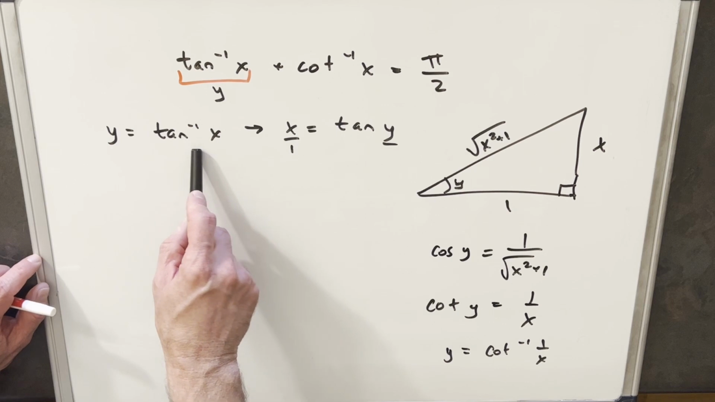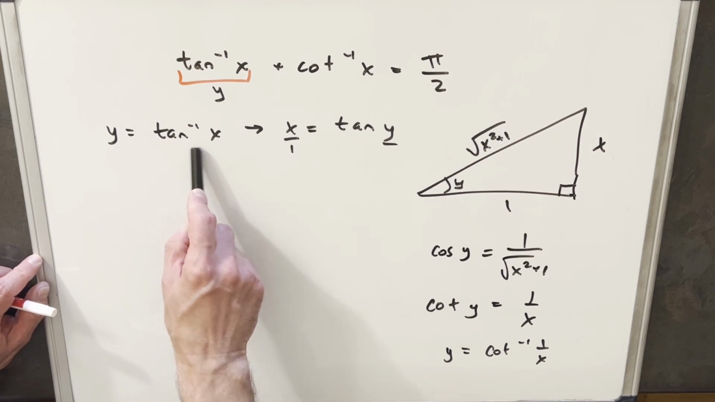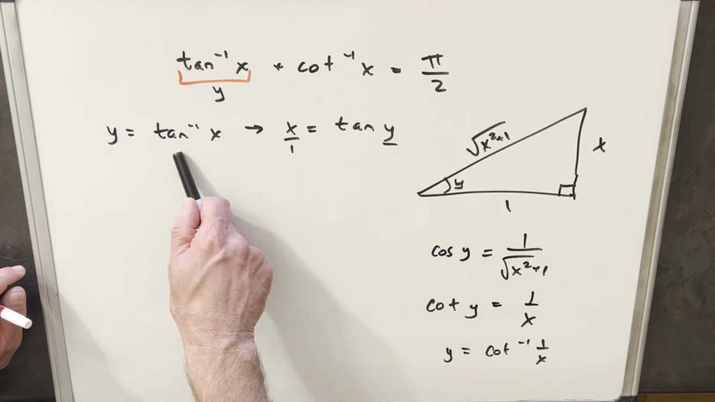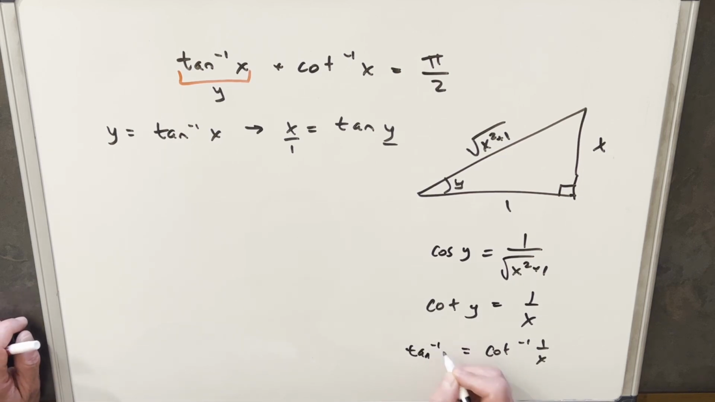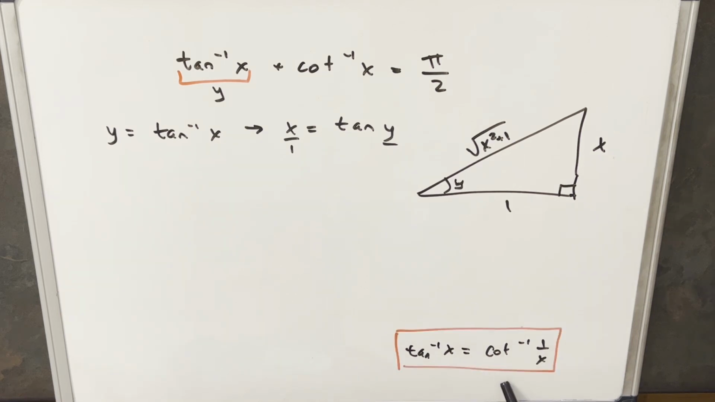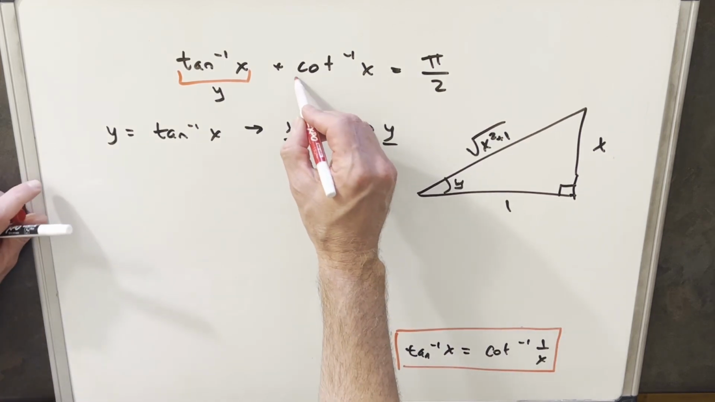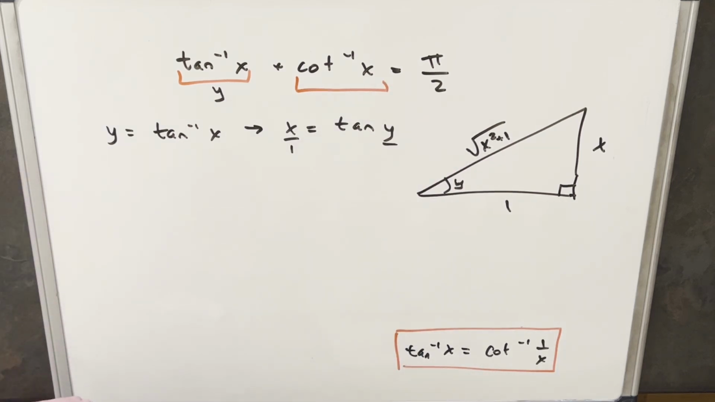But notice we said earlier that y equals tan inverse of x. Well, if y equals arctan of x and y equals arccotangent of 1 over x, then we can just create a useful formula here: arctan of x equals inverse cotangent of 1 over x. This is a little bit of a detour, but I just wanted to capture this because I think it's interesting.